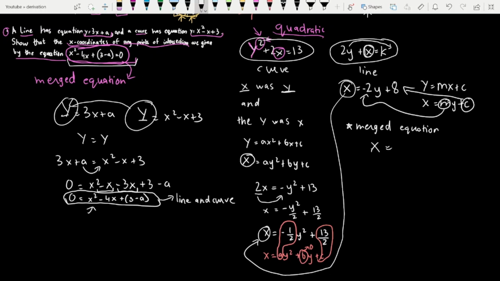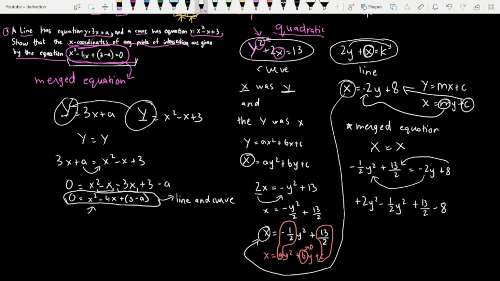So we're going to say that x is equal to x, and so we have negative 1 by 2 y squared plus 13 over 2 is equal to minus 2y plus 8. So now we can send this thing over there to the other side, and so we will be left with positive 2y squared minus 1 by 2y squared, and then this thing over there to the other side. So we're going to have plus 13 over 2 minus 8 is equal to 0. And this is 2. 1 by 2 basically means 0.5, so you subtract 0.5 from 2, you will get 1.5 y squared.